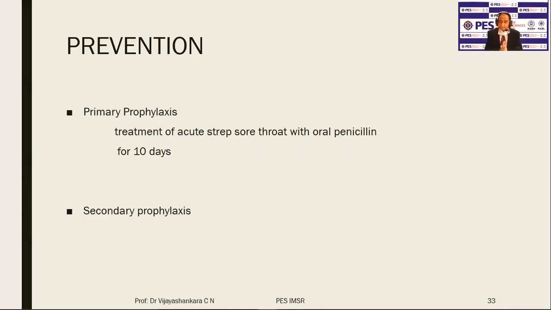This is the most important thing in acute rheumatic fever, because we have to prevent the occurrence of acute rheumatic fever to reduce the load of rheumatic heart disease in the population. The primary prophylaxis is: whenever a child has a group A beta hemolytic streptococcal throat infection, or what you call a strep sore throat, you have to treat with antibiotics, either penicillin or amoxicillin, for 10 days. That is primary prophylaxis.